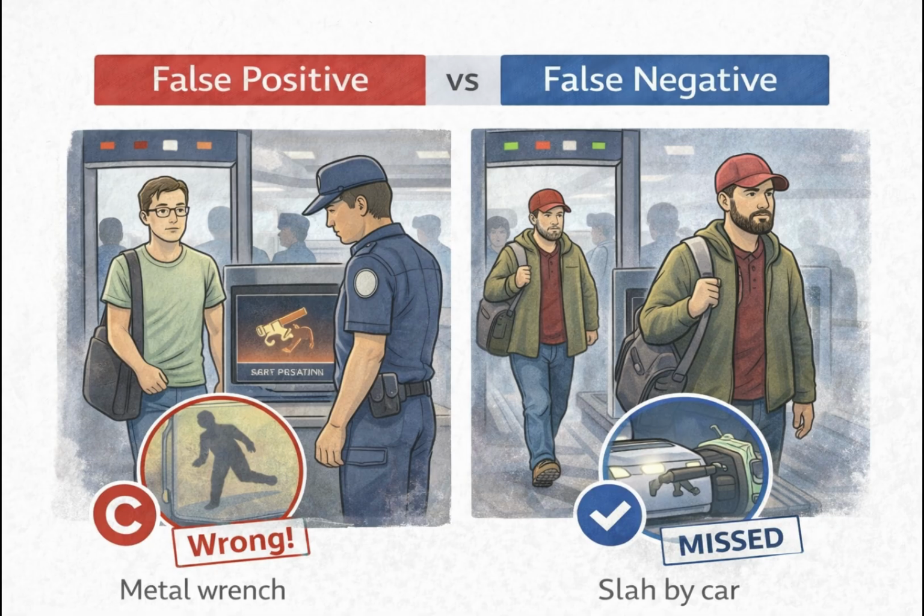Let's look at these images to make this clearer. In the first example, we see a security screening scenario. On the left, a false positive occurs. A harmless object such as a piece of metal is incorrectly detected as a weapon, causing unnecessary delays and trouble for an innocent person. On the right, we see a false negative. A real weapon is not detected, allowing a dangerous individual to pass through security unnoticed.